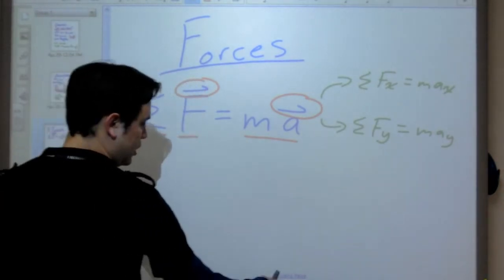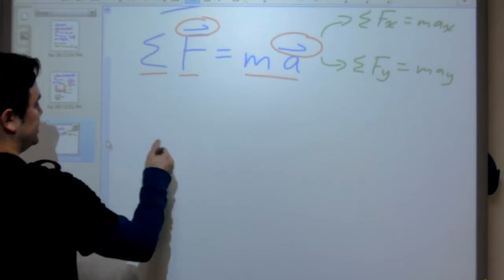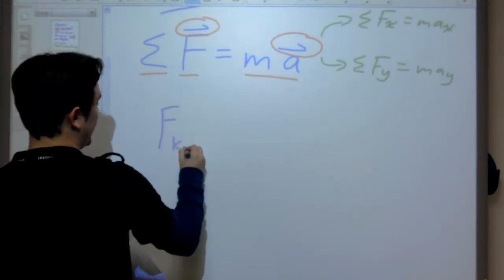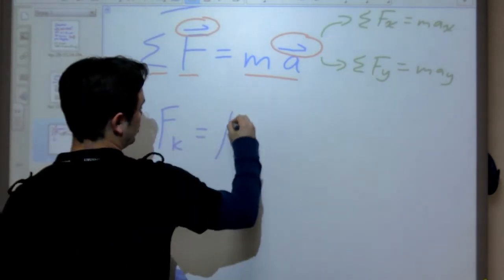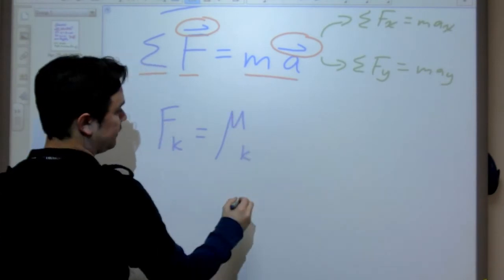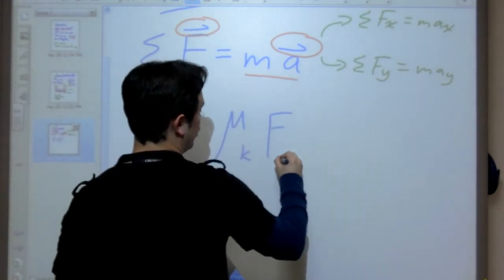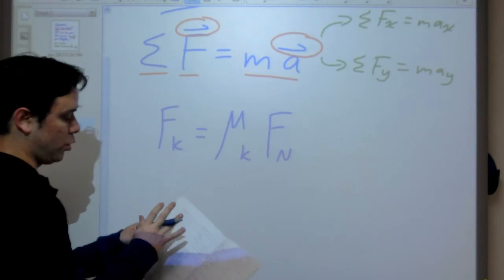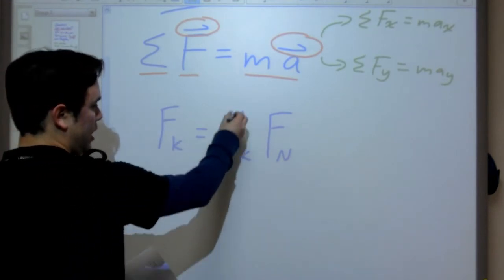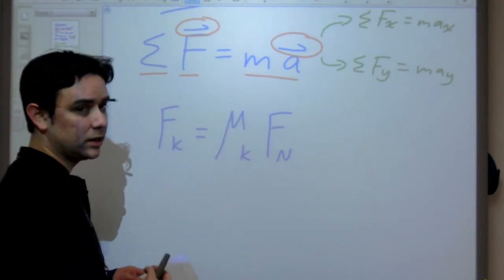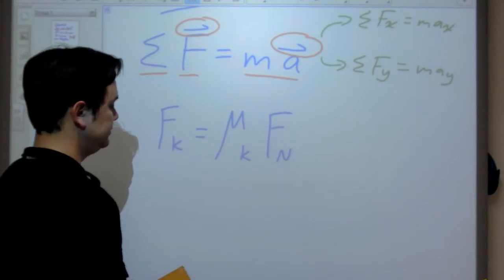Next equation. Some common forces that you're going to have to deal with. The one we dealt with in class was kinetic friction. It was equal to mu sub k, the coefficient of friction, times our normal force, the force pushing the two surfaces together. And mu sub k described basically how rough our surface was.